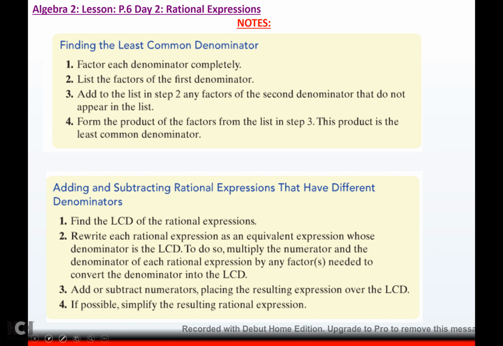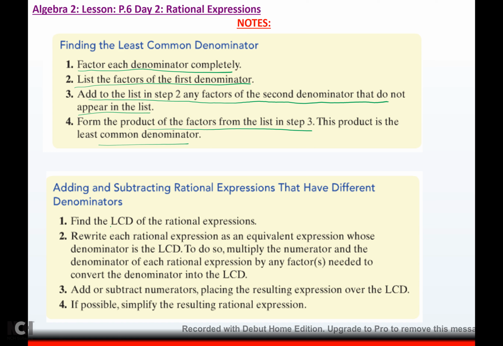Okay? What if the denominators don't match? Well, you have to find the least common denominator. And to do that, you're going to want to factor each denominator completely, list all the factors of the first denominator, and then add to that list in step 2 any factors of the second denominator that don't appear in the list. Form the product of factors from the list in step 3. That will be the least common denominator.